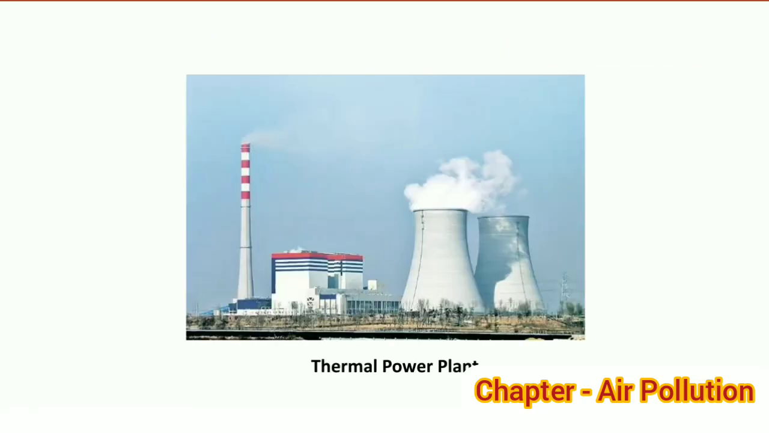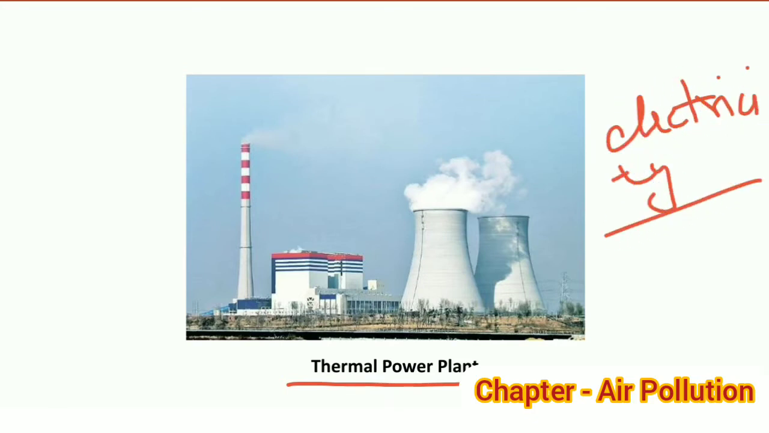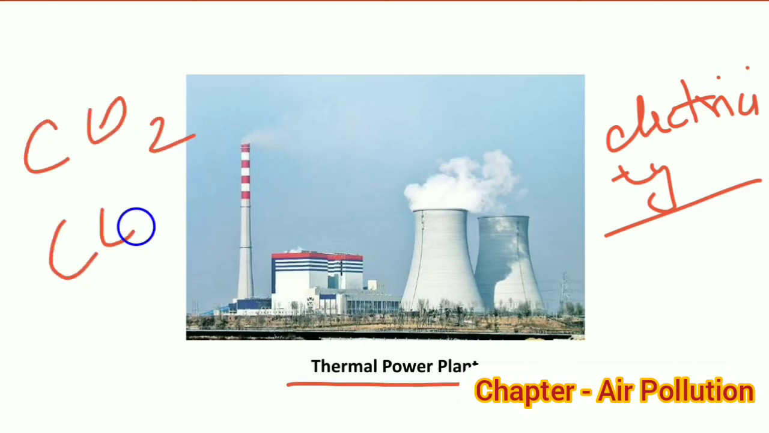The second reason is thermal power plants. In a thermal power plant, heat is produced by burning coal to generate electricity. This leads to an enormous release of carbon dioxide and carbon monoxide gases into the atmosphere.